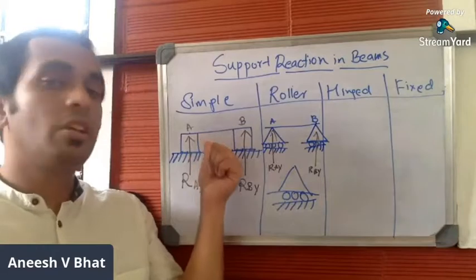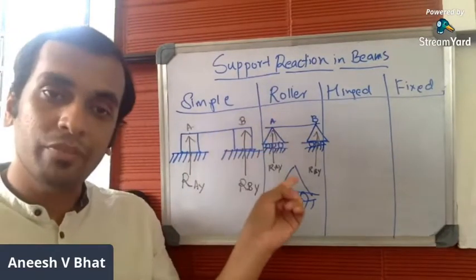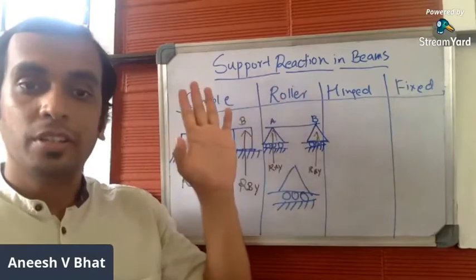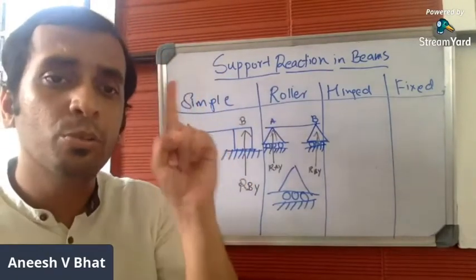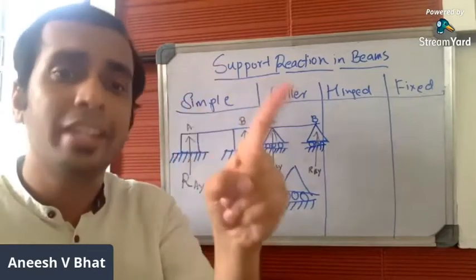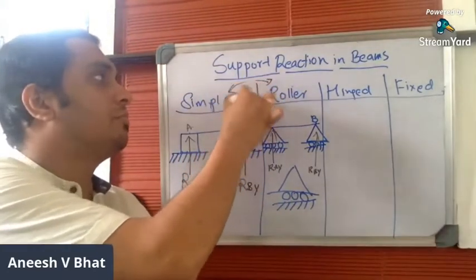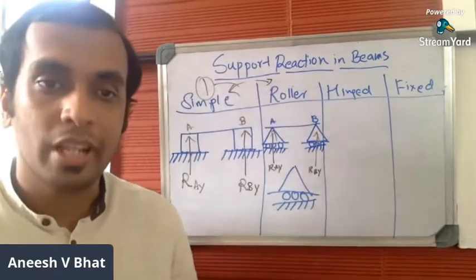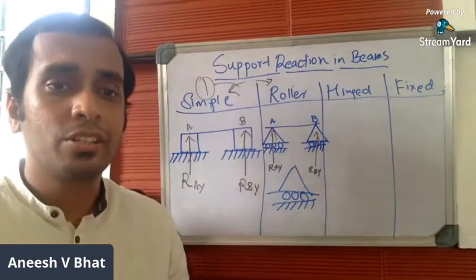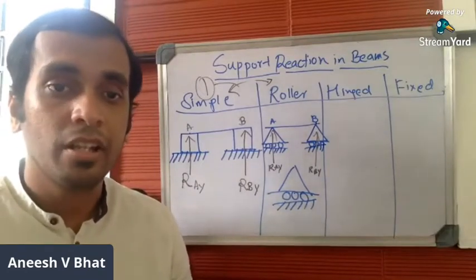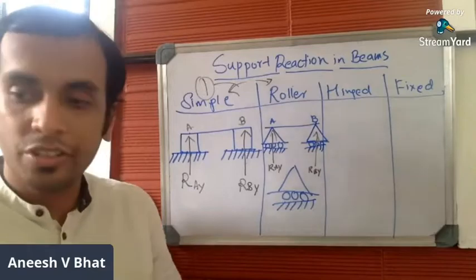So simple support offers reaction only in one direction, that is in Y direction, and the roller support also offers reaction only in one direction, that is in Y direction. Both of these supports offer only one support reaction, which is in the vertical direction or Y direction. Okay, these are the first two types. Let us go to the third type, which is hinged support.